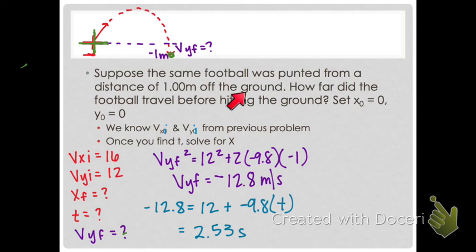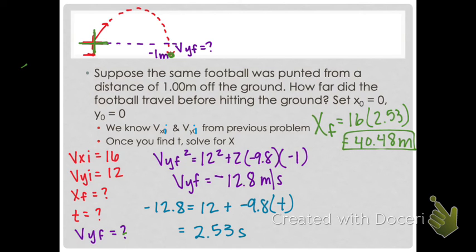Okay, now the final thing we've got to do is solve for our x displacement. Our x final is going to be equal to x initial, which we say is always 0, plus 16 times 2.53. That gives me a value of 40.48 meters. All right, so that's how far the punt traveled from foot to ground. It traveled a horizontal distance of 40.48 meters.